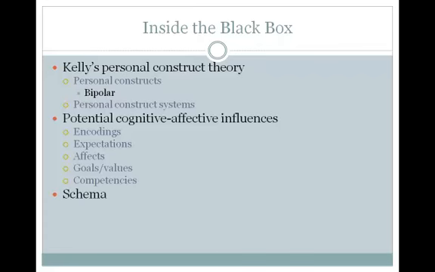Okay. Another idea about the things going on inside the black box would be this idea of schema or schemas. Schemas are cognitive structures for organizing information. So again, another way to think about personal constructs is they're a type of schema. Right? Schema is a very broad term for cognitive structure. So you have schema that are personal constructs, but you also have schema that tell you what to expect when you go to the bank, when you go shopping.